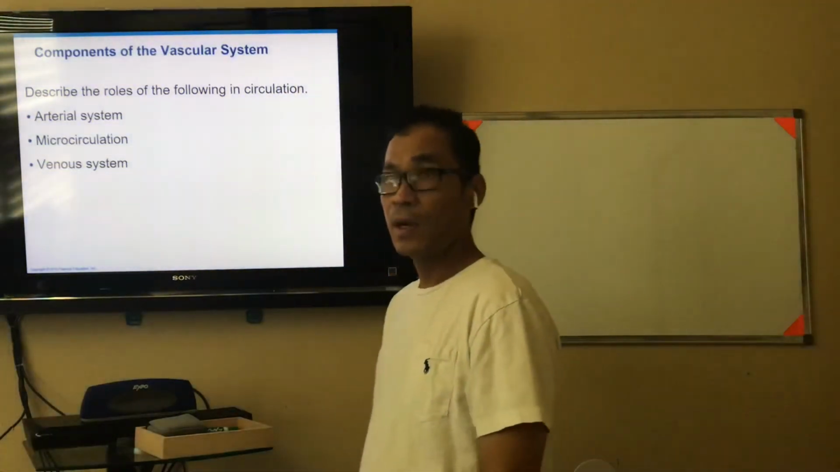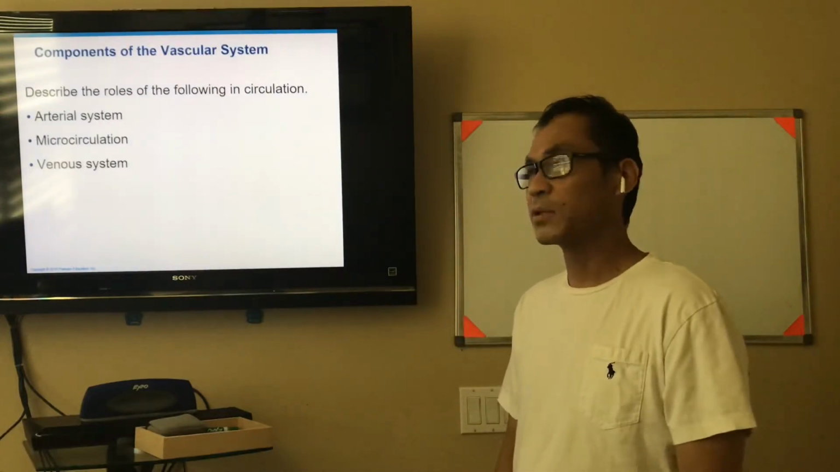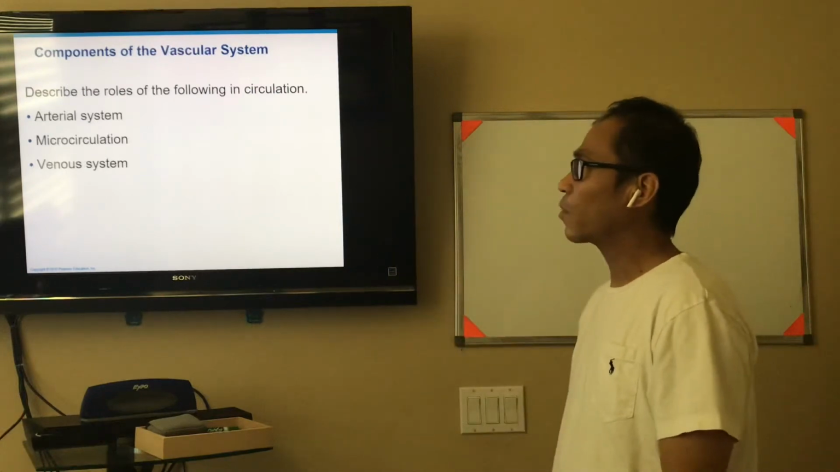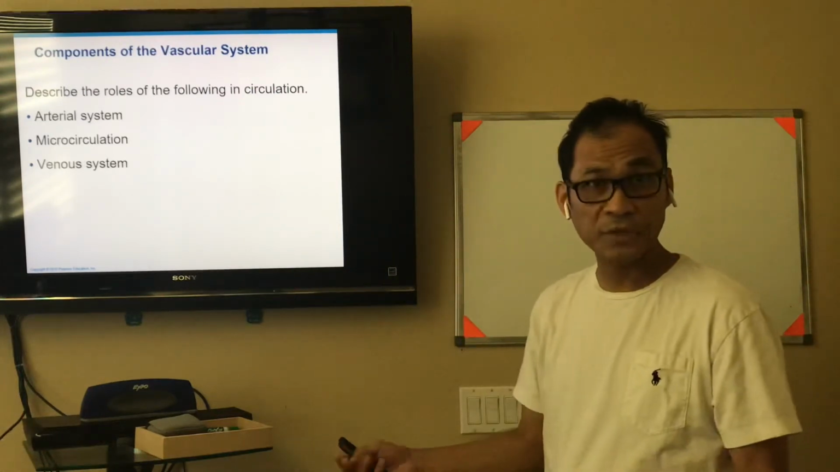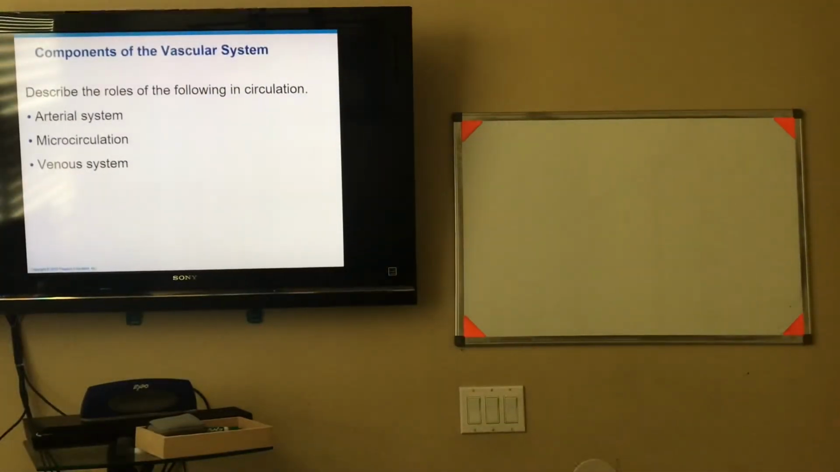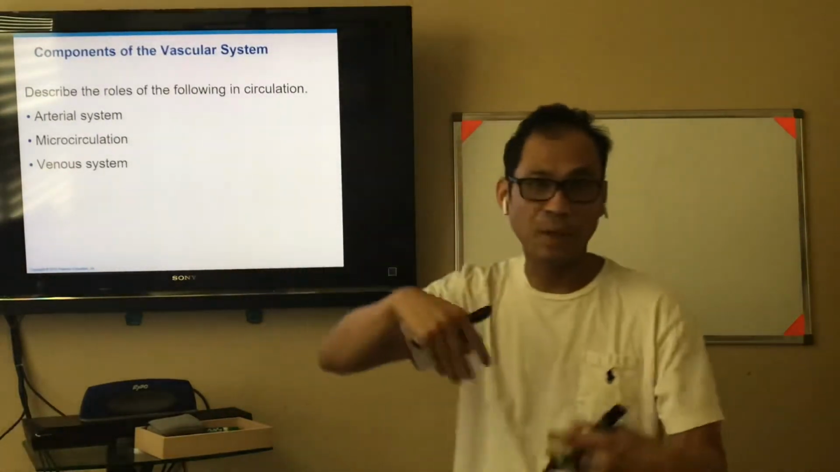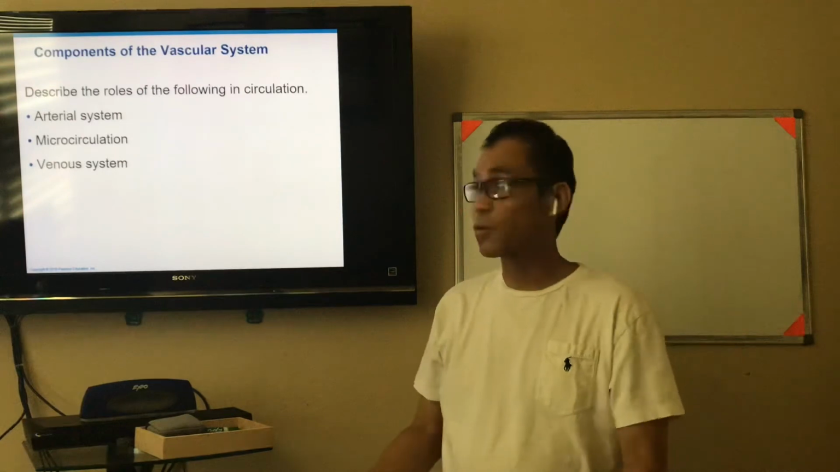Let's review details from the last lecture, which was basically blood vessel structure. Describe the roles of the following in circulation. Give you a second to think about that. Well, what you should have been thinking about is that the arterial system is a distributing system. They take blood away from the heart, whether it be to the lungs or to the whole body.